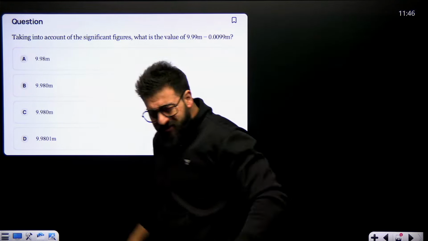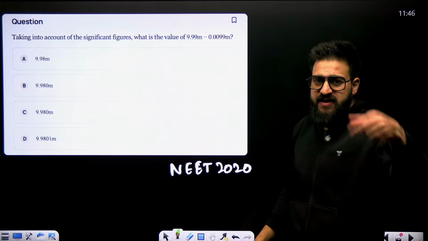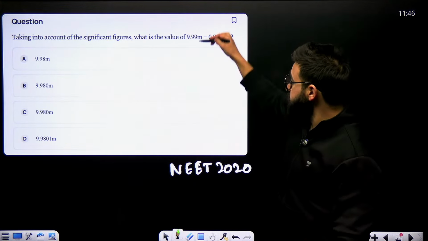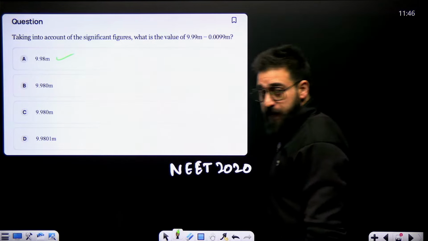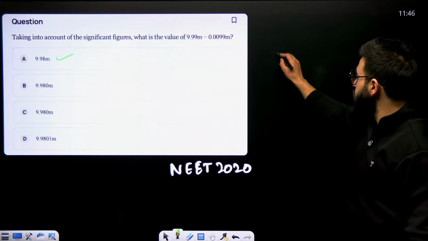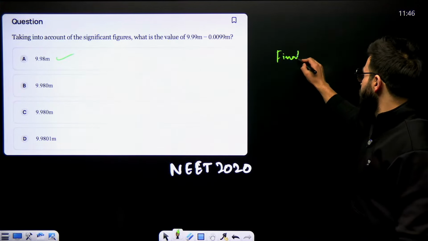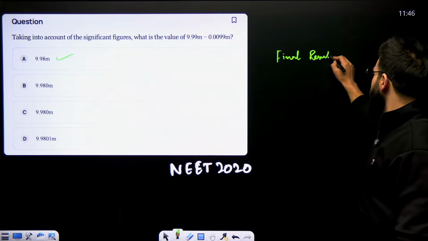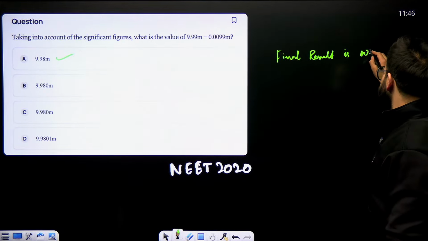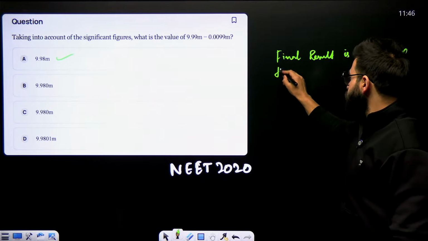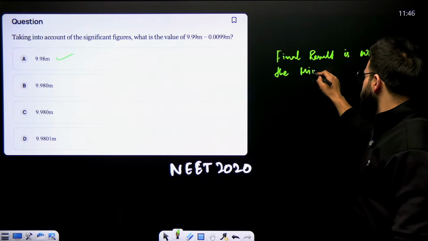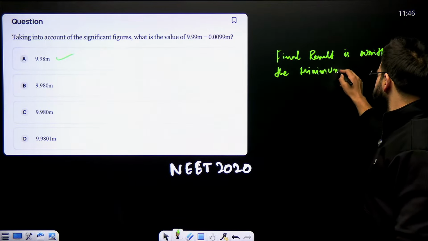So whatever the final result is, in that particular case, the final result is written in the minimum decimal place. So you mention over here: final result is written in the minimum decimal place.